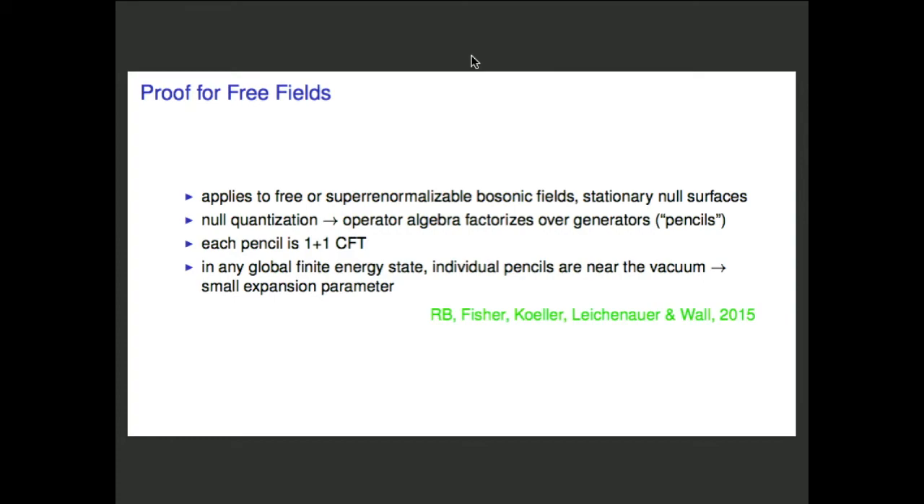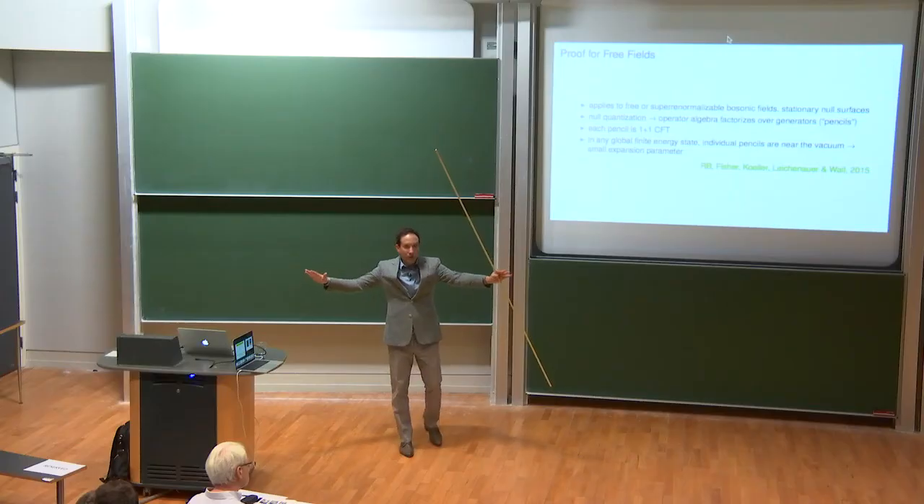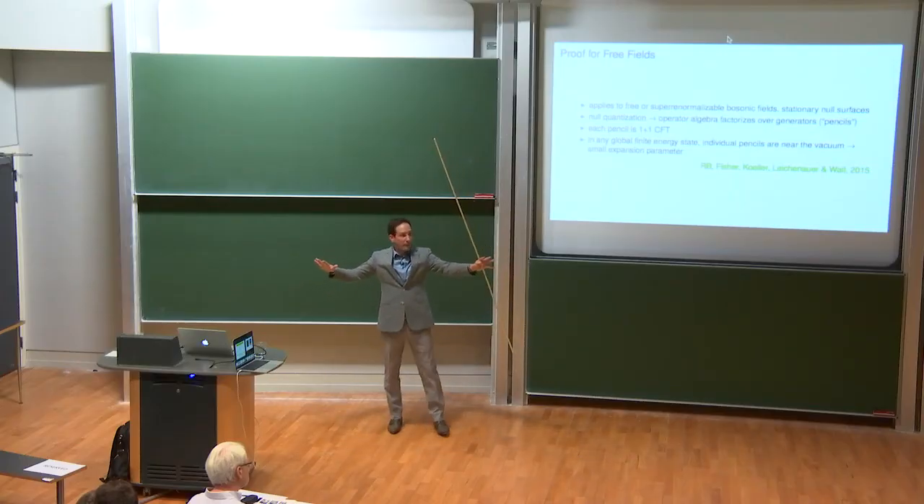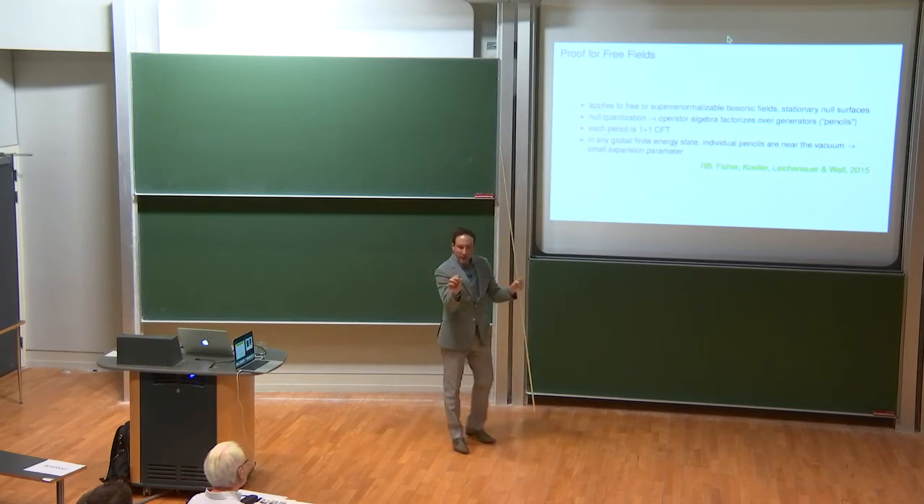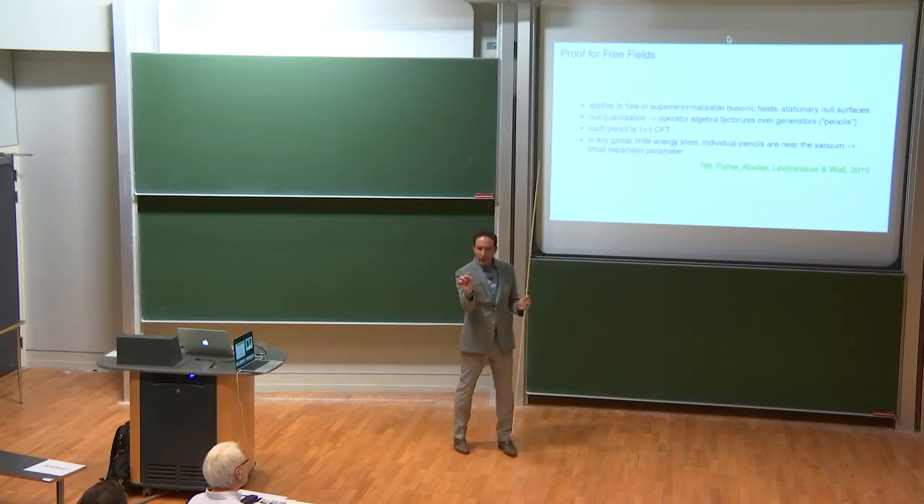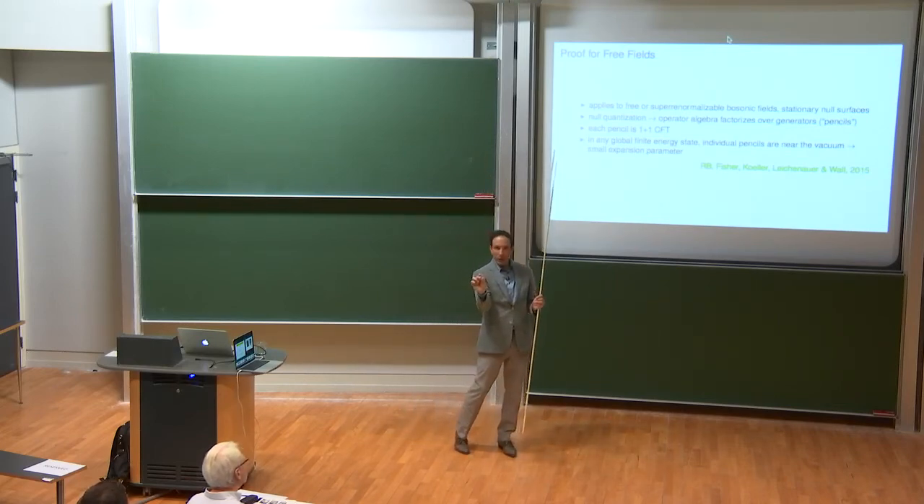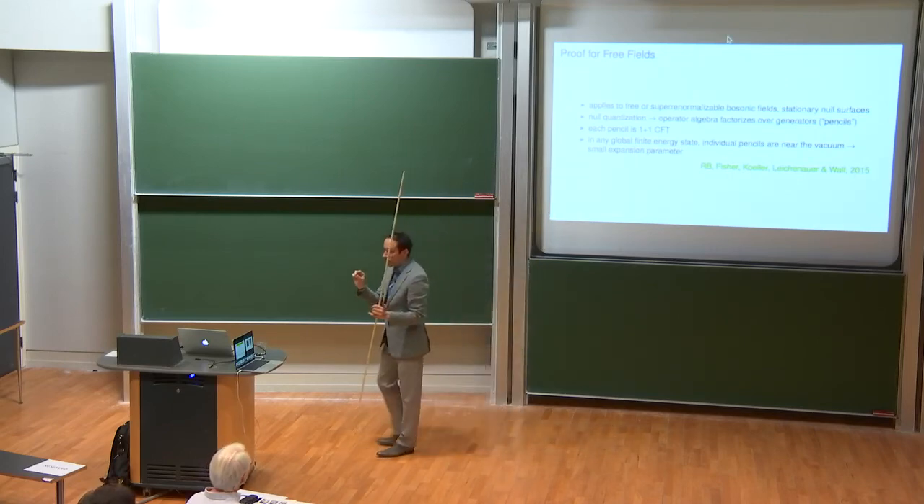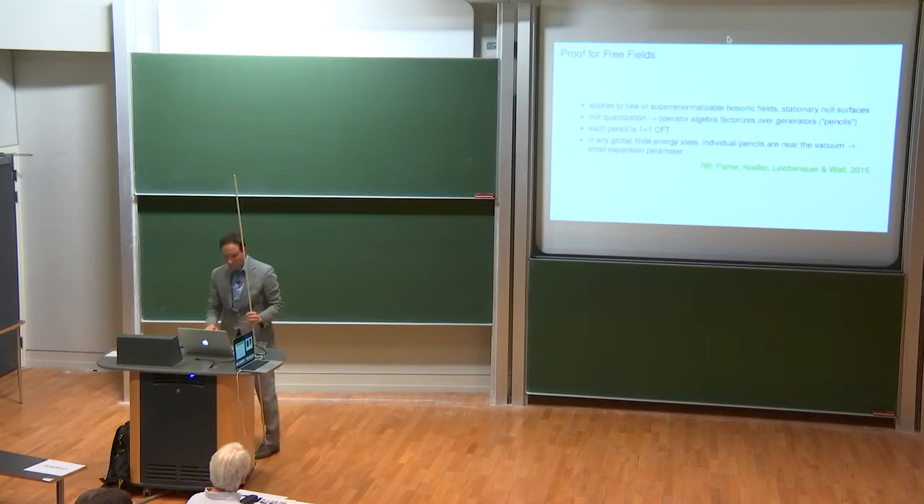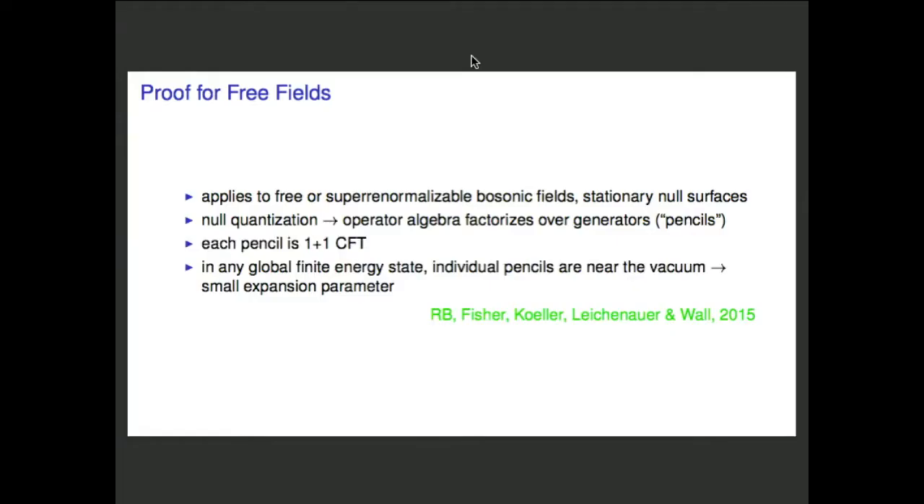Moreover, since we are in more than 2 dimensions, and we're considering global states of finite energy, in the limit where the pencils are thin, the chance of having a particle on that pencil goes to 0. Right? And so that gives me an expansion parameter. The individual pencils are always very close to the vacuum. It's only when you look over many of them at the same time that you see that you're in an excited state.